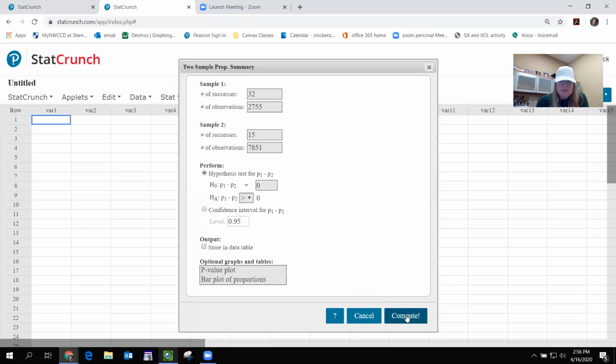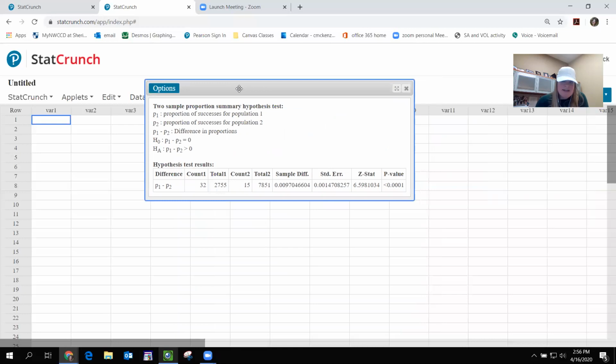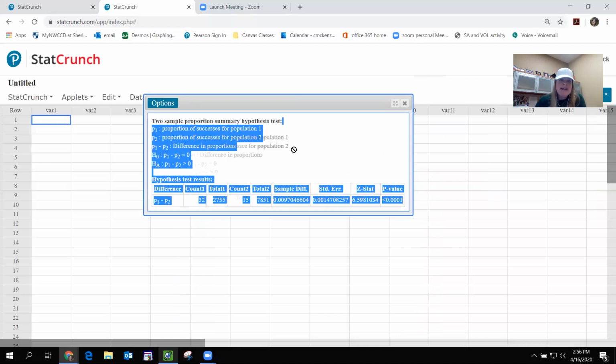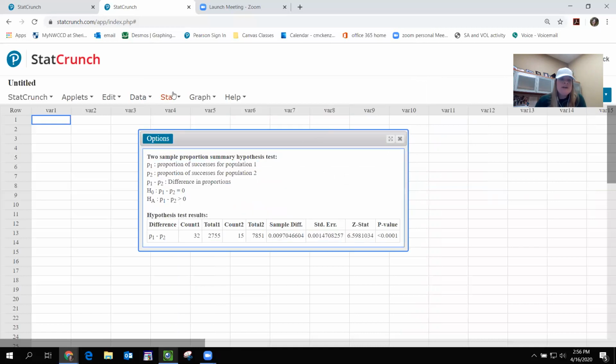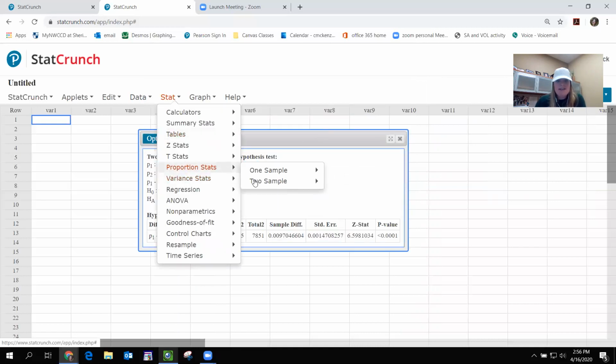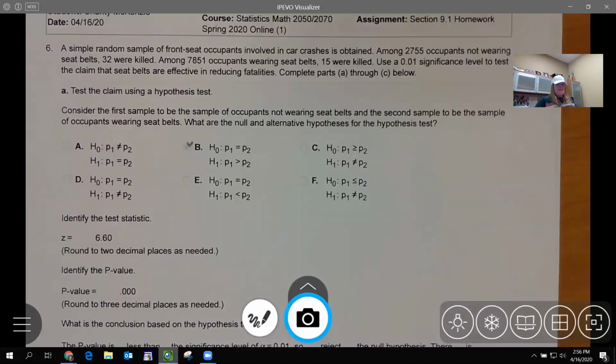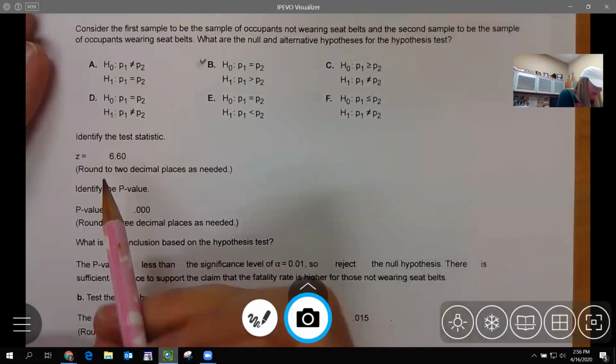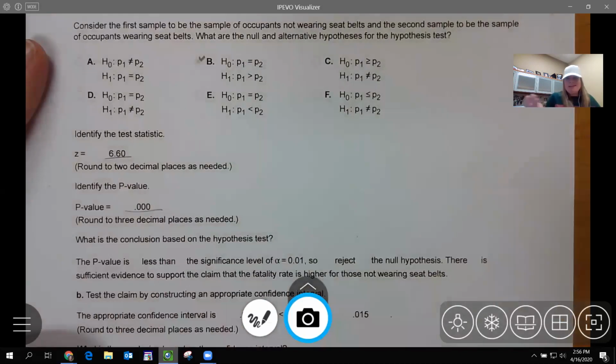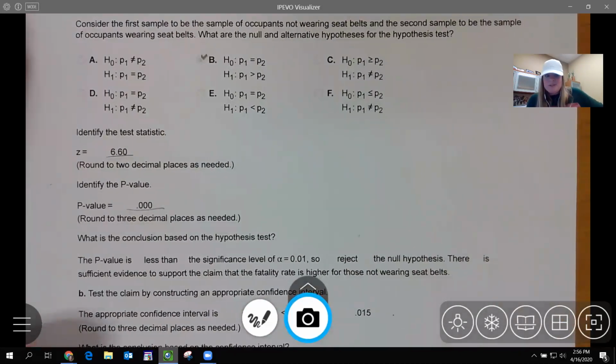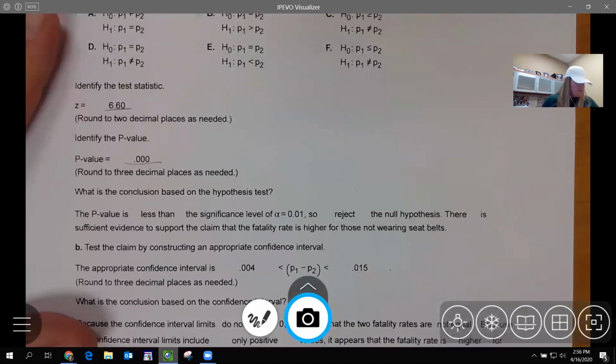Okay, compute. All right, so you saw the difference there. So then we're going to be asked, what's that Z statistic? What's that p-value? So what did I go to again? I went to Stat, Proportion, Two Sample with Summary. Same kind of data. Now I'm going to bounce over here and show you. So we got that Z statistic right here, and it was basically 0.000 for our p-value.